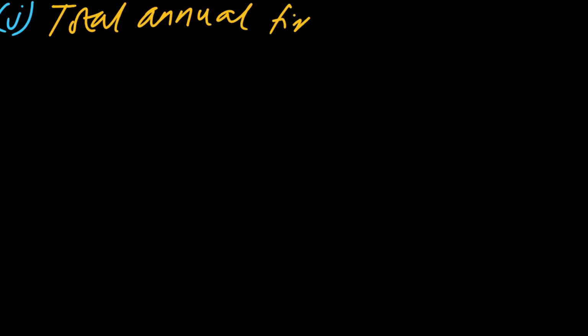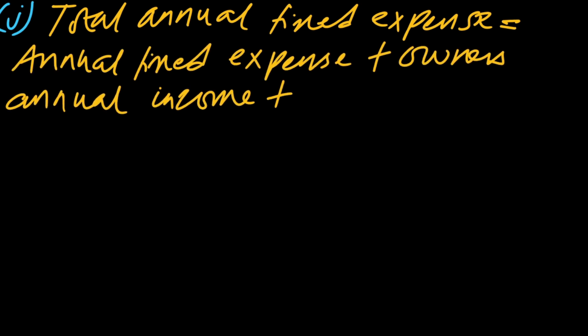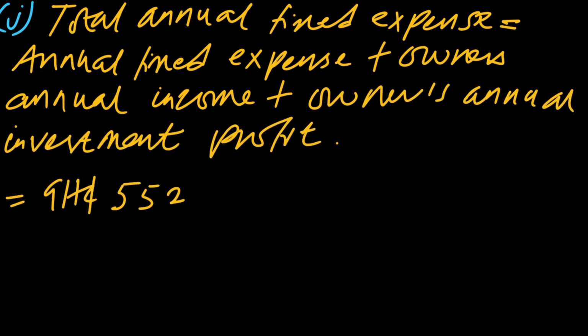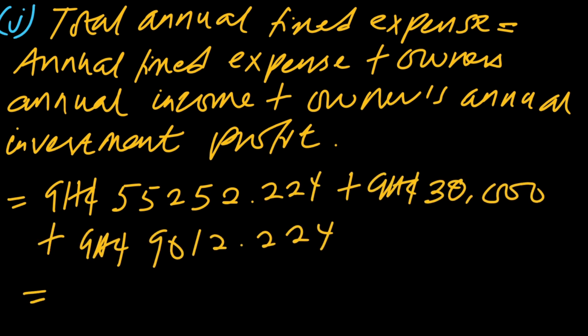Question 10. The total annual fixed expenses is equal to the annual fixed expenses plus the owner's annual income plus the owner's annual investment profit. That is 55,252.224 plus 30,000 plus 9,012.224 Ghana cedis, and the total is equal to 94,264.448 Ghana cedis.